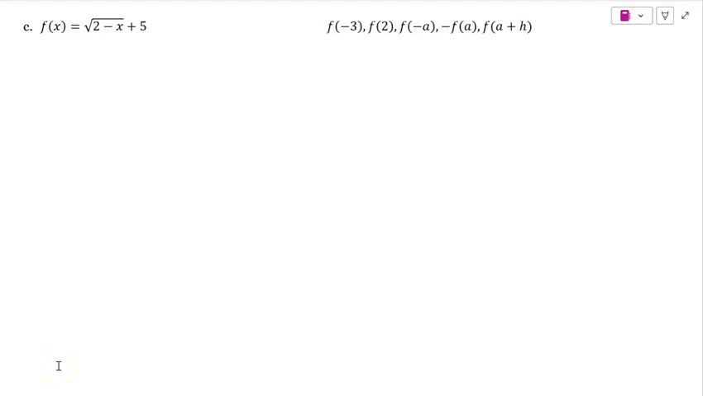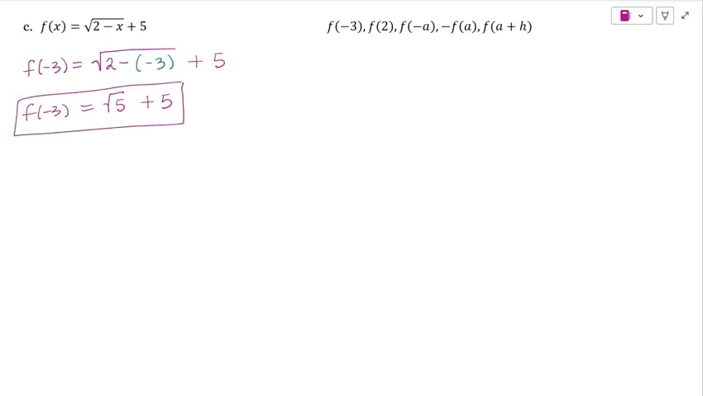Let's do one more example of plugging in different input values to a function. Let's look at f of -3 for this square root function. So I'll have 2 minus a -3 under the square root, and then plus 5 on the outside. 2 minus a -3, that's like 2 plus 3. So this is going to be the square root of 5, and then I've got a plus 5 on the outside. We can't combine that square root or the 5, so we'll just leave them separate.